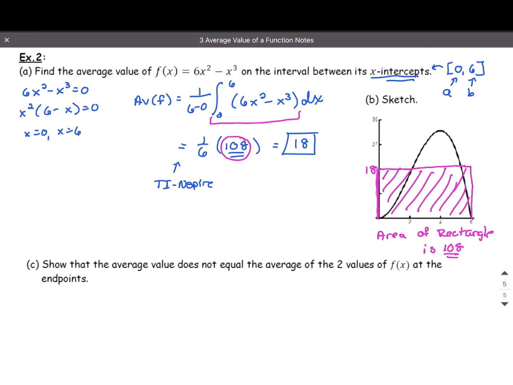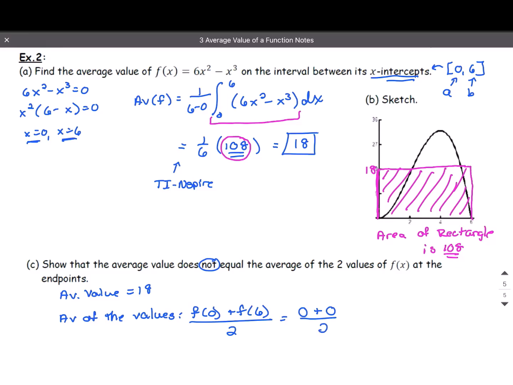Now, next part. Show that the average value does not equal the average of the two values of f of x at the endpoints. Well, first of all, we know that the average value is 18. If we find the average of the two values, that would be f of 0 plus f of 6 all over 2. Now remember, we just found that 0 and 6 were the roots, which means that f of 0 is 0 and f of 6 is 0, which means that their average is 0. Are these numbers the same? Heck no. 18 does not equal 0.